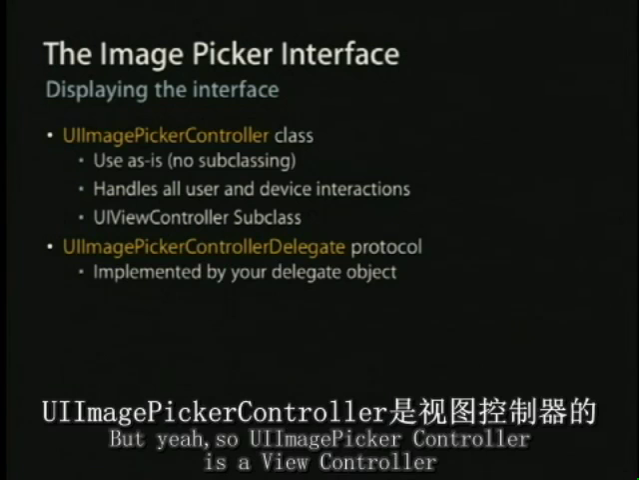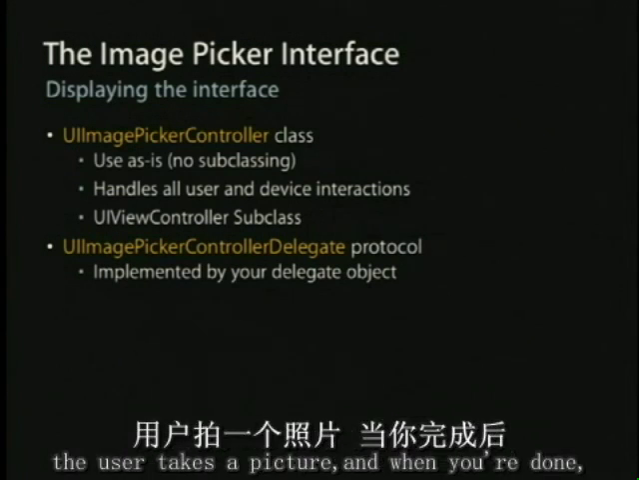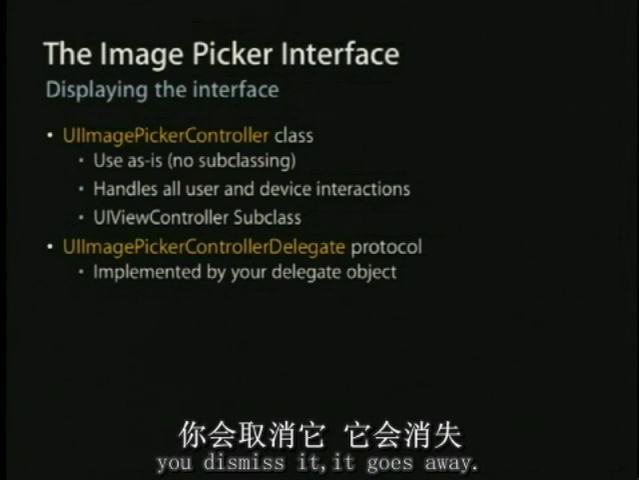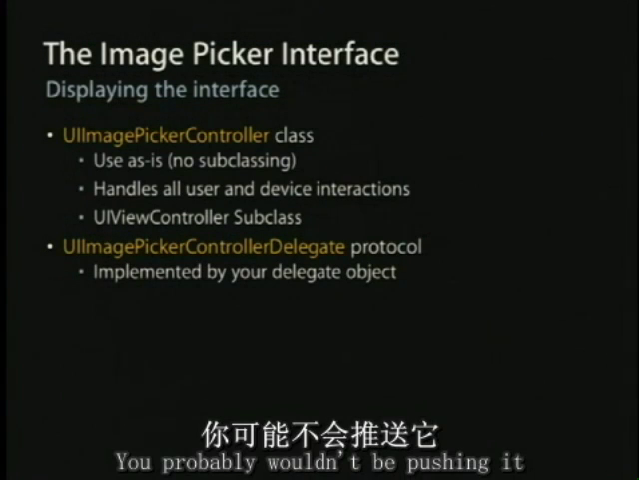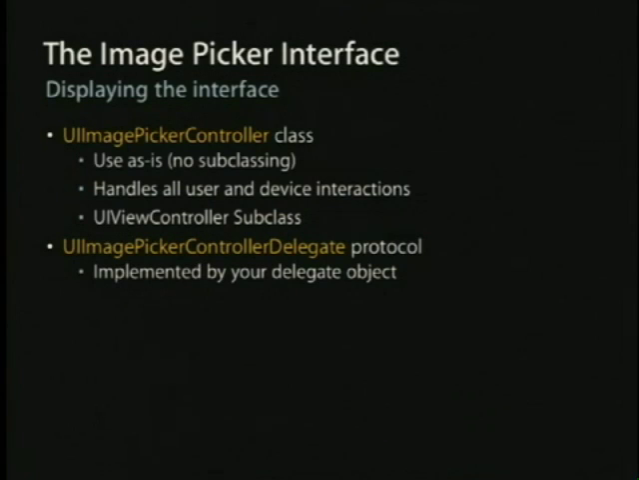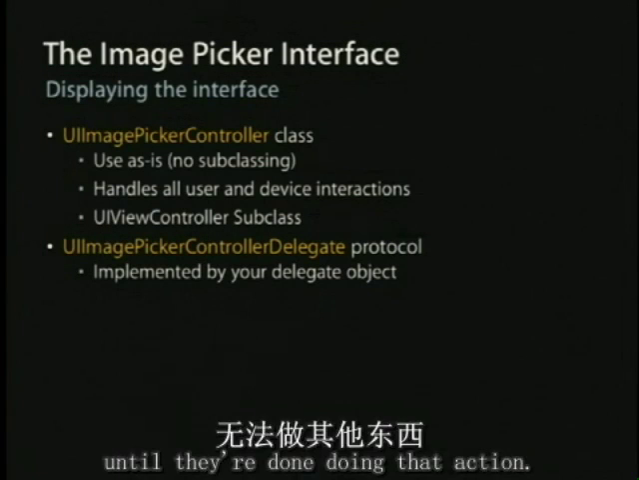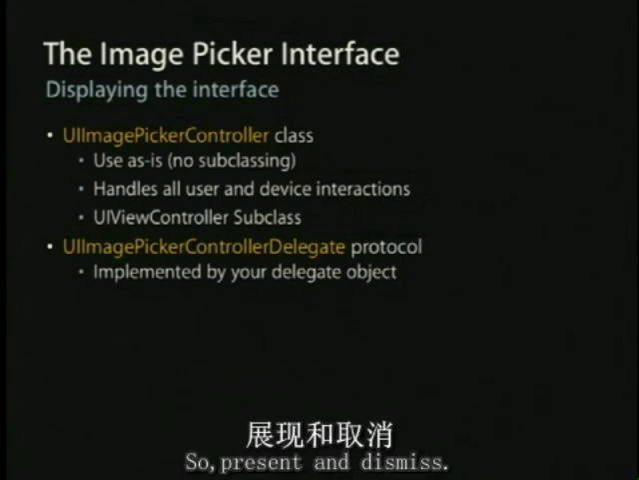But yeah, so UIImagePickerController is a view controller subclass, so you present it modally. The user takes a picture, and when you're done, you dismiss it. It goes away. You probably wouldn't be pushing it on your own navigation hierarchy because again, it's kind of a modal thing. You want the user to do some action, and they can't really do anything else until they're done doing that action. So yeah, so present and dismiss.